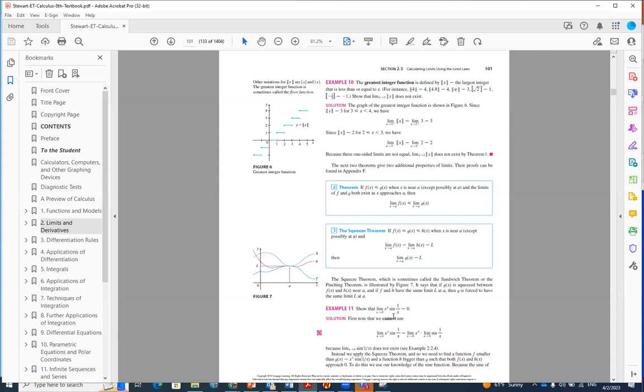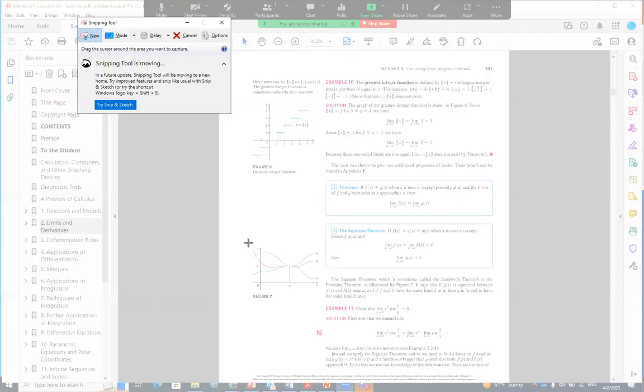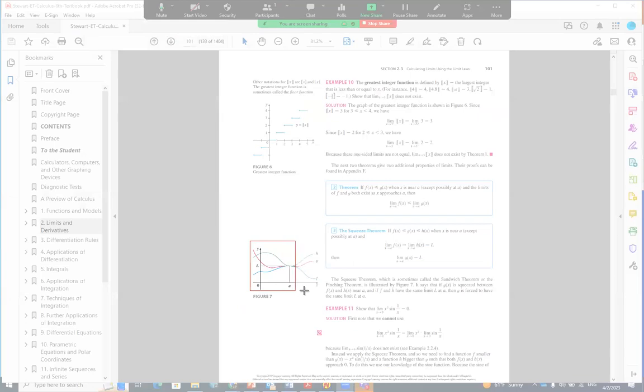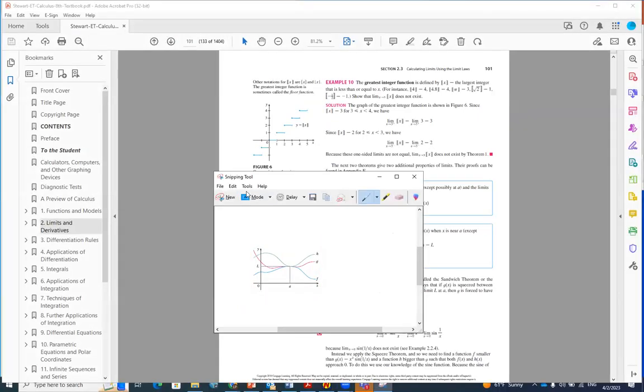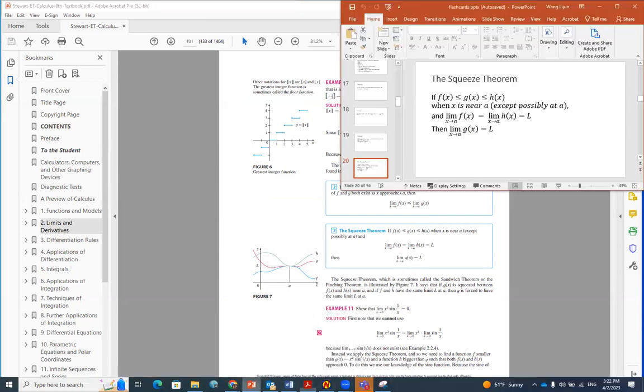There are some interesting pictures here, right? This is a very good picture here. What I'm going to do is copy and paste. I think I might have included it somewhere. I'll put it on the flashcard.